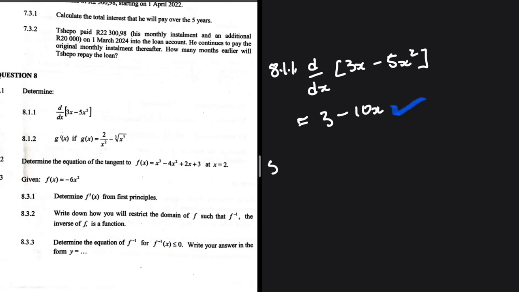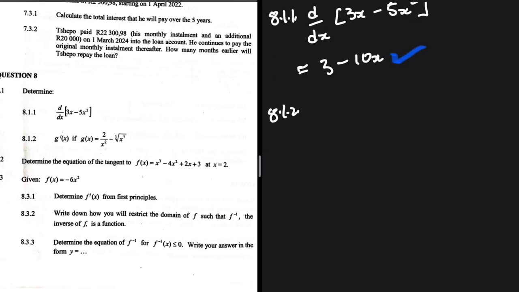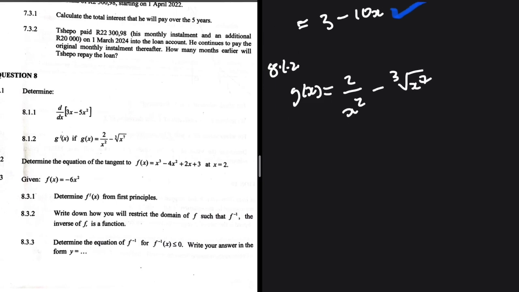And then taking a look at 8.1.2, we're supposed to find g prime of x when g of x equals 2 over x squared minus 3, and then we have the square root of x to the 7. So a few issues might arise here. We are not able to use the power rule when our function looks like that. So what do we do? We just rewrite it. We don't have to really complicate things. What do I mean by that?